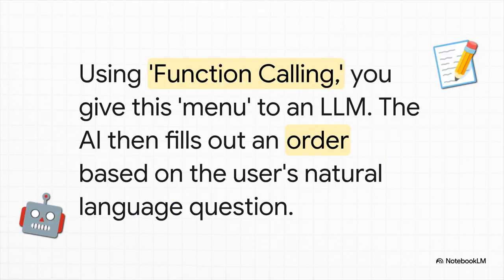All right, last step, and this is where the AI comes in. You hand this menu over to a large language model using a technique called function calling. What you're really doing is telling the AI, hey, when you get a question from a user, your only job is to fill out an order form based on this very specific menu I've given you. Don't make anything up, just use the menu.